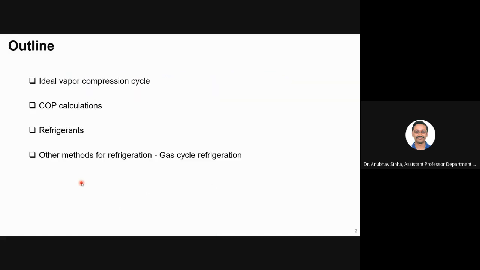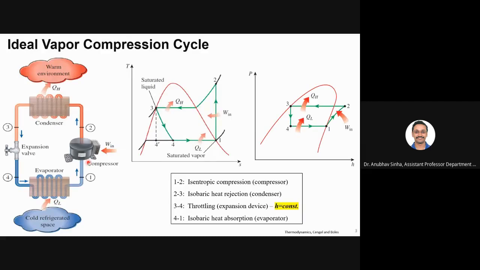So this is basically your syllabus. We'll talk about ideal vapor compression cycle, and using that cycle, we'll also see how to calculate COP, which is your coefficient of performance. Then we'll just list out some of the common refrigerants used for this purpose, and we'll briefly talk about other methods of refrigeration. So let us begin with the ideal vapor compression cycle.